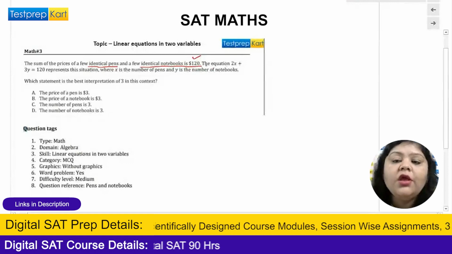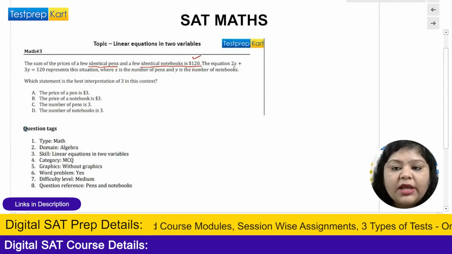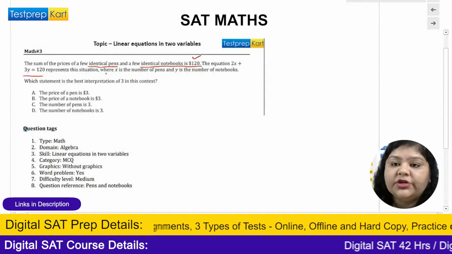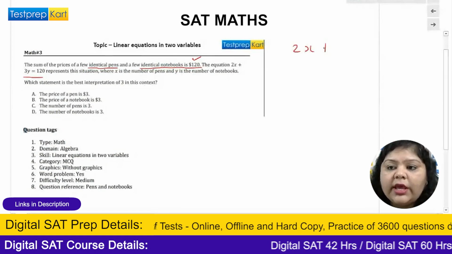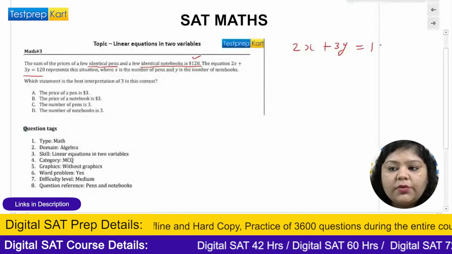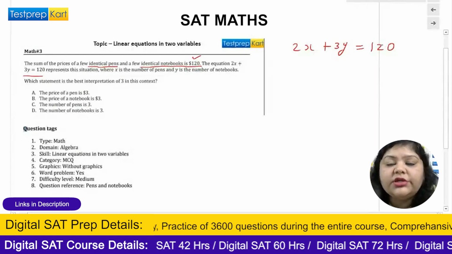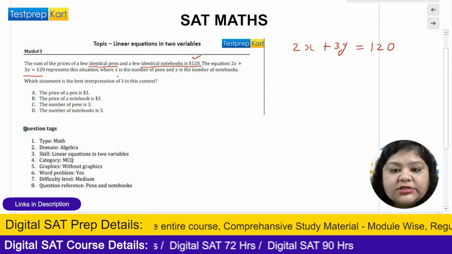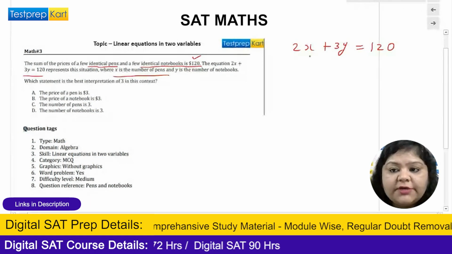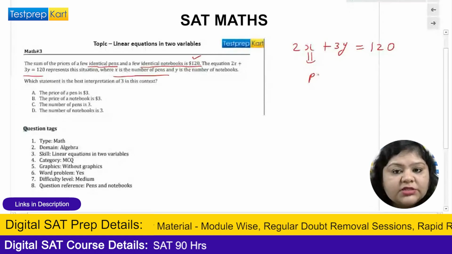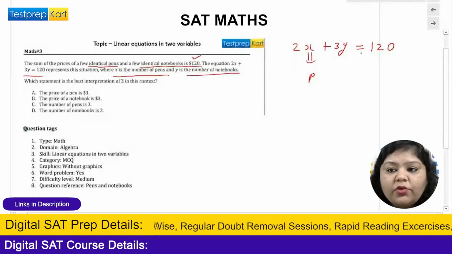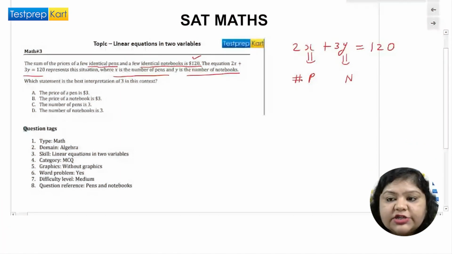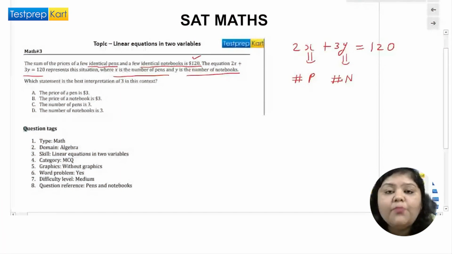Now further the question says the equation 2x plus 3y equals 120 represents this situation. So let me write down 2x plus 3y equals 120. This equation represents this statement, where x is the number of pens. Let me mark that this is the number of pens, and y is the number of notebooks. So they are the number of notebooks. Let me put down a simple hash here that represents their number of something.